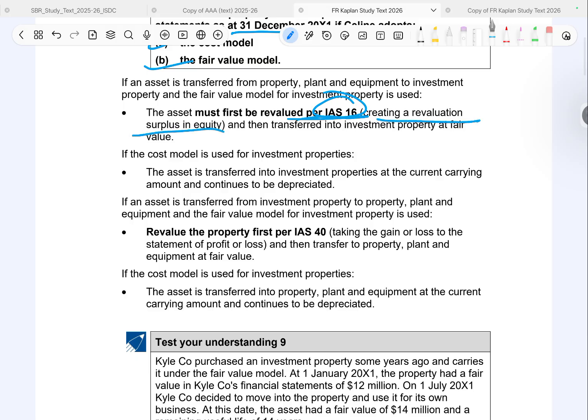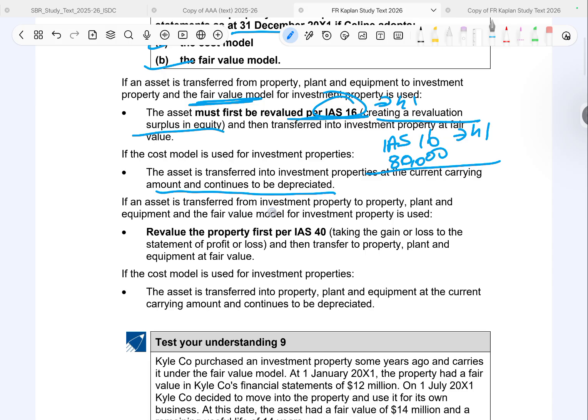If the cost model is being used for investment properties, the asset is transferred into investment properties at the current carrying amount and it continues to be depreciated. So the cost model is very easy, no hassle. If you are switching from IAS 16 to IAS 40, you just need to let it be. If, let's say, in IAS 16 cost model our property value was 80,000, then in IAS 40 also our property value is going to be 80,000. This over here was fair value. If you are using IAS 16 according to fair value, then you need to remeasure it. We need to find out the fair value, and only then can we go to IAS 40.